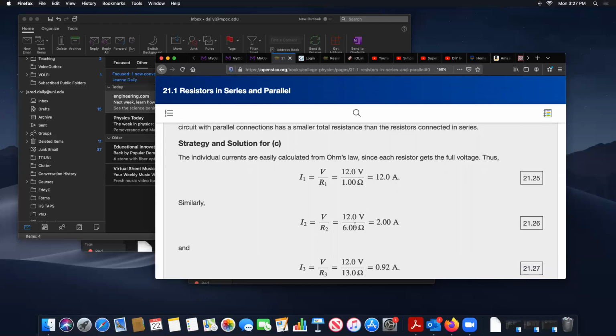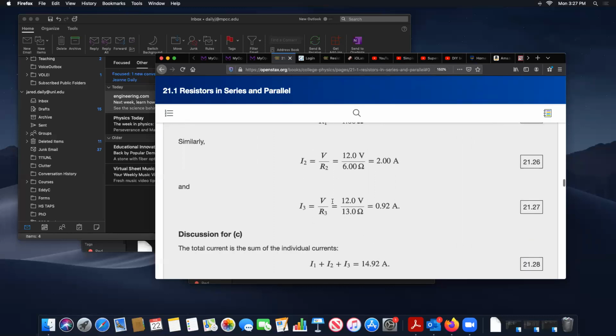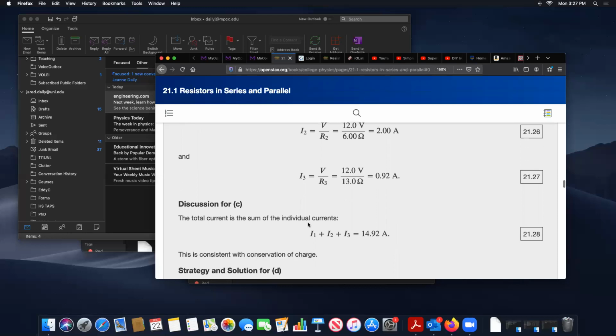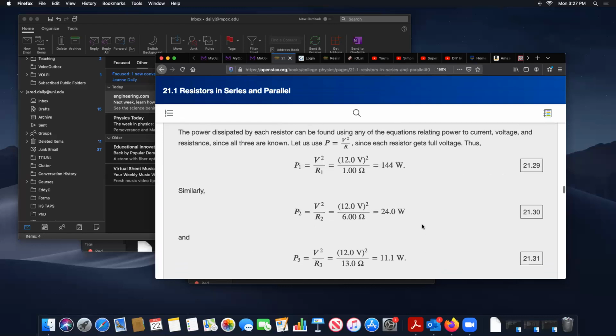Through the 6 ohm resistor, which I said was a 3 ohm resistor, it's actually a 6 ohm resistor, you get 2 amps of current going through that one. 12 volts divided by 6 ohms gives you 2 amps. And then for the third one, 12 volts divided by 13 ohms gives you 0.92 amps, and that's by far the least amount of current that goes through any of these 3 resistors. You add them all together and you still get that 14.92 amps.